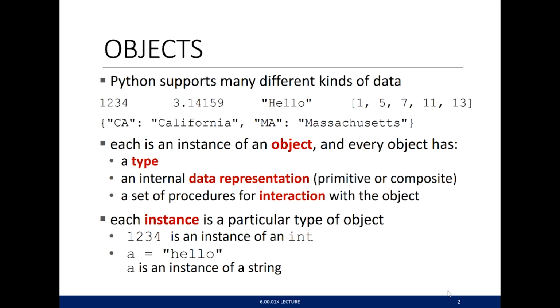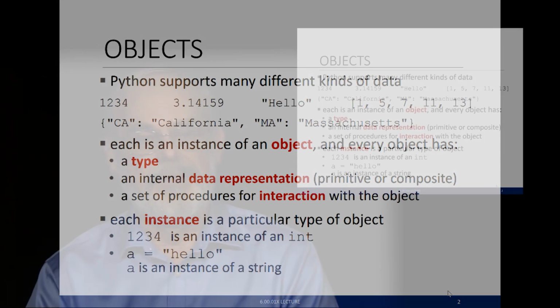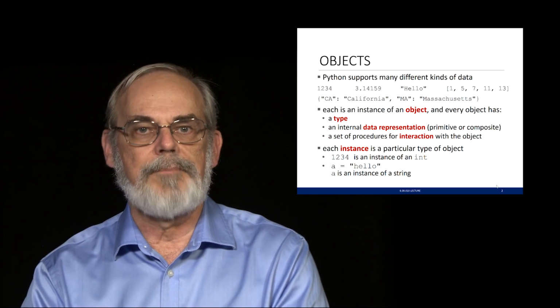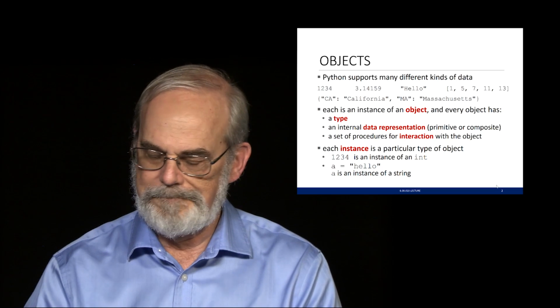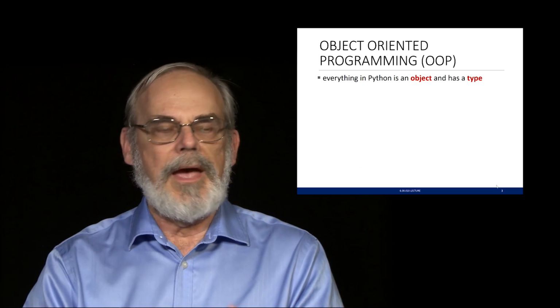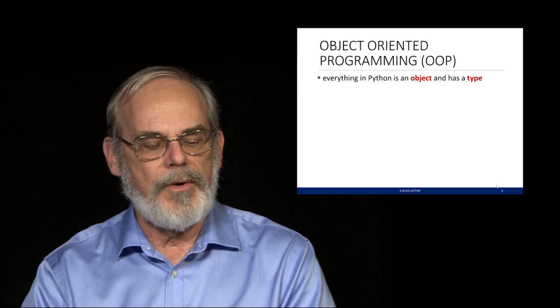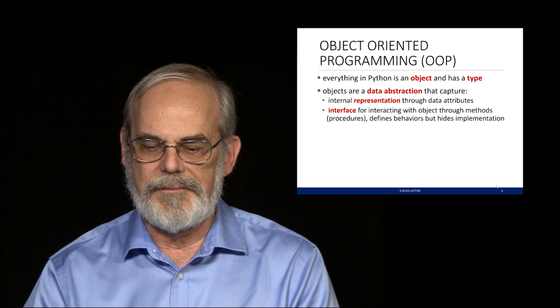And indeed, every instance that we create is a particular type of object. 1, 2, 3, 4 is an instance of an int. If I define A to be, quote, hello, end quote, A is now an instance of a string. So we talk about objects as having types because that brings with them the ability to manipulate them. Okay. If everything in Python is an object and has a type, what does it tell us about how we might think about using them?